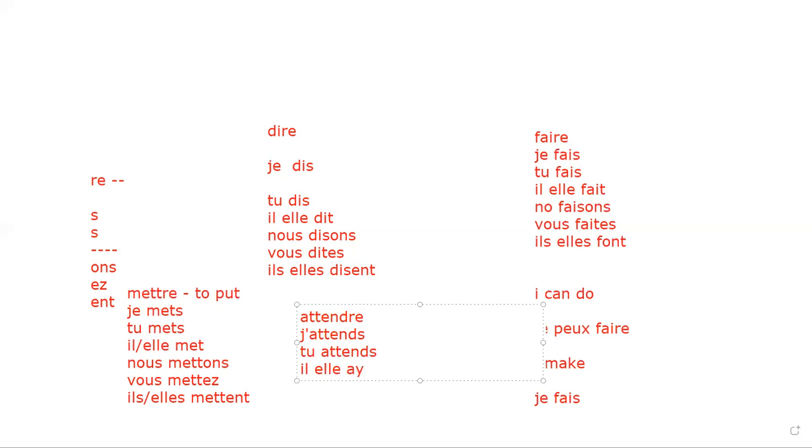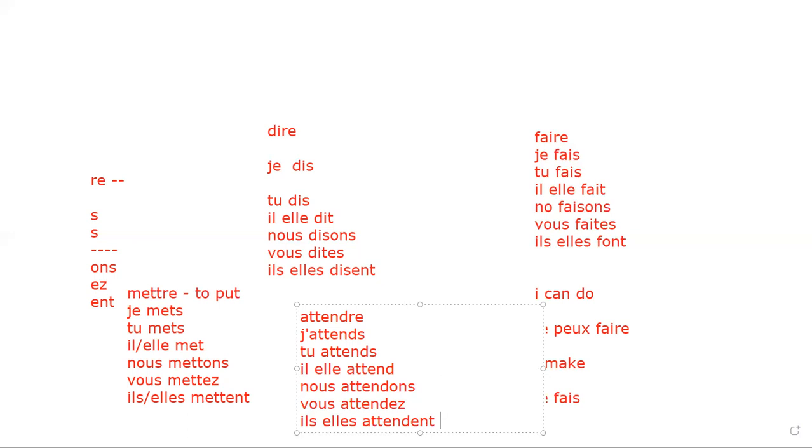Team, is it clear to you? Yes, sir. What is the formula of an RE ending verb? S, S, blank, ONS, EZ, ENT. So j'attends, tu attends, il, elle attend, nous attendons, vous attendez. Clear, team? Yes, sir.